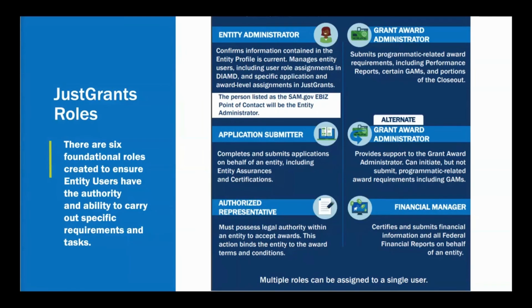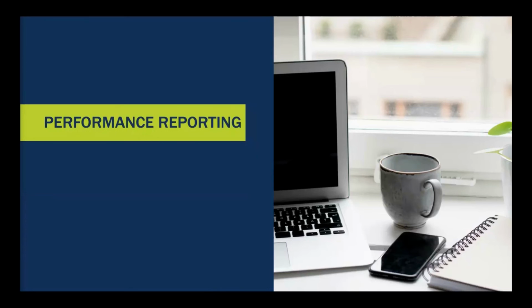We have an authorized representative. This is the only role that can accept or decline an award on behalf of the entity, and it must be assigned to someone in your organization with legal authority to enter into a binding agreement with the Department of Justice. This person must be legally authorized by your organization to agree to these award terms and conditions. And then finally, the financial manager submits federal financial reports on behalf of the organization. Depending on what you need to do in JustGrants, you may need one role, or you may need as many as all 6. You can have as many as you need.